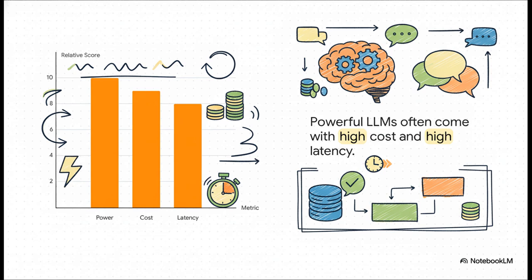This right here visualizes that fundamental trade-off perfectly. You've got the most powerful models, the ones that can do all this complex reasoning, but they are almost always the most expensive to run and the slowest to respond. The very thing that makes them so incredible is also their biggest operational headache. Our goal here is to figure out how to break that link.